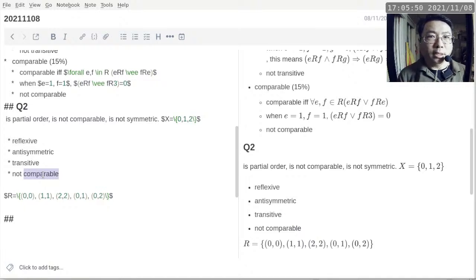Is that making any sense? Oh, I forgot about 2, 0. If I add 2, 0, same thing. It is not going to be anti-symmetric anymore. So exhaustively, I can show you that, for this specific case, when x equals 0, 1, and 2, this is the largest set that can still meet all of these requirements. If I add one more thing, it's going to break at least one of these requirements. All right. So any questions?